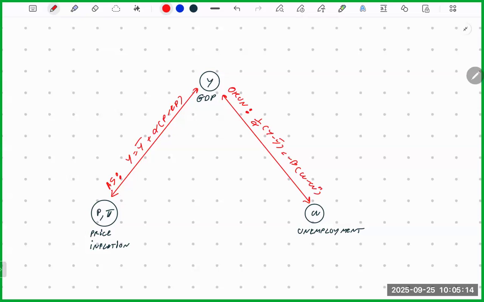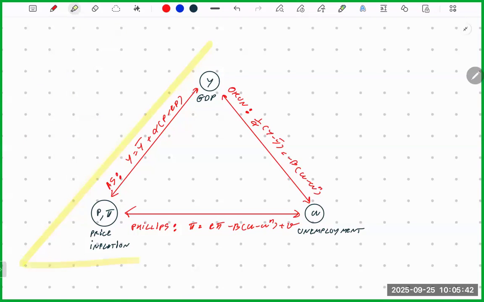And then to explain the relationship between pi and U, this is today. We have the Phillips curve. I write it down as the Phillips curve, which is pi equal to expected pi minus beta (u minus un) plus v. The three main equations that we learned from last time until today can explain the relationship between the three variables. This is like a golden triangle. See? Very nice. Good.